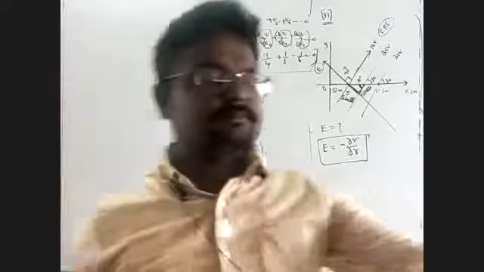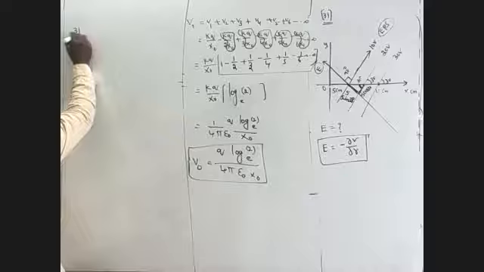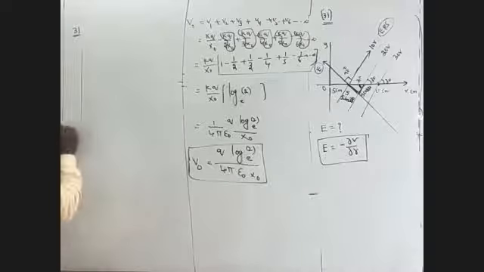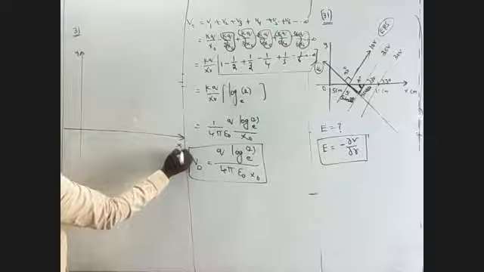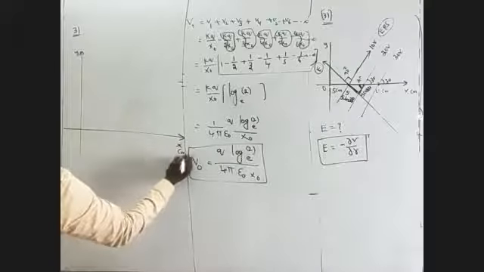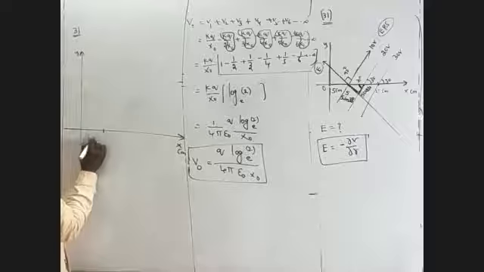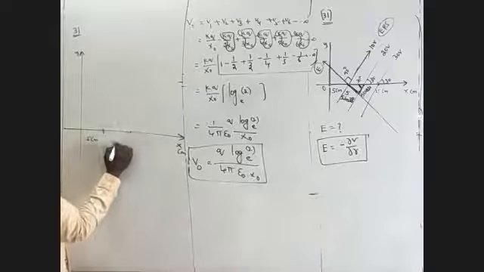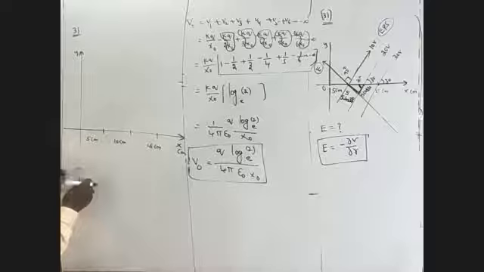What is given? Question number 31. This is the y-axis. This is the x-axis, in centimeters. From here it is 5 centimeters, from here it is 10 centimeters, from here it is 15 centimeters. This is given.